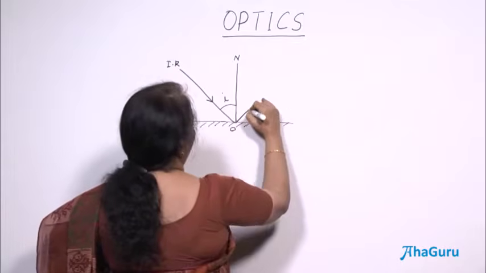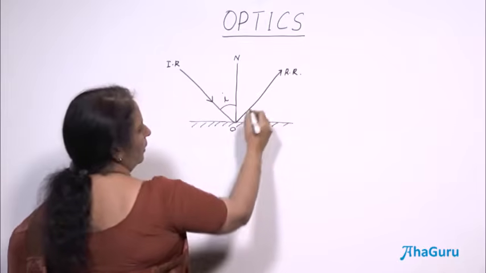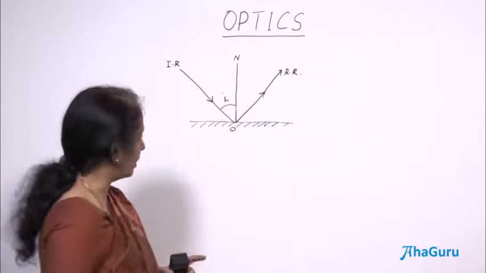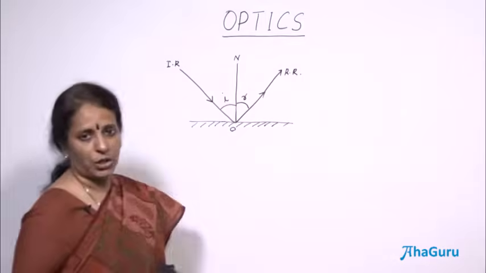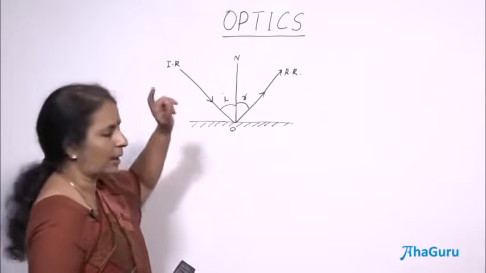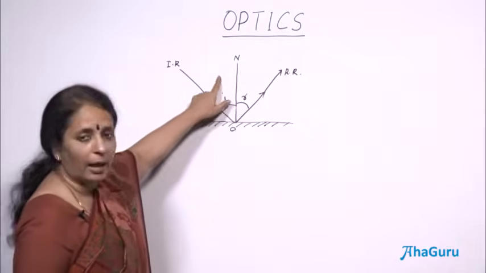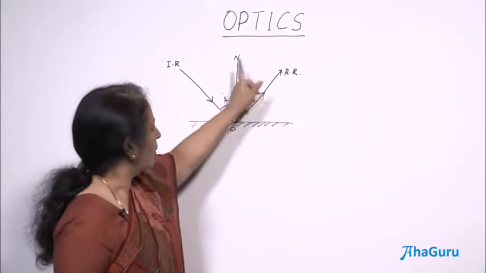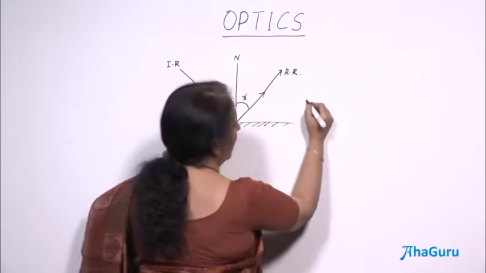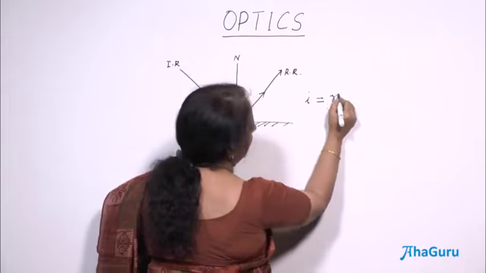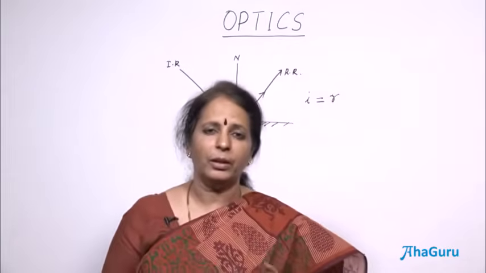Then it is reflected back, the reflected ray, again the arrow is essential. You get an angle of reflection. This is the angle of reflection, this is the angle of incidence. The angle between the normal and the incident ray is the angle of incidence. The angle between the normal and the reflected ray is the angle of reflection. Already we have learned i equals r. Always the angle of incidence is equal to the angle of reflection for a plane mirror.